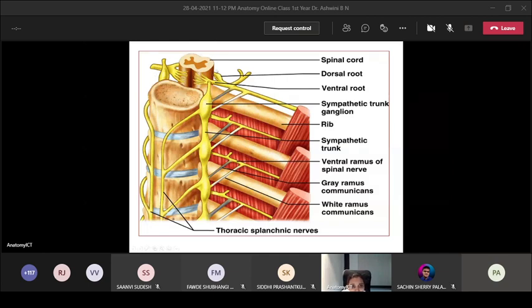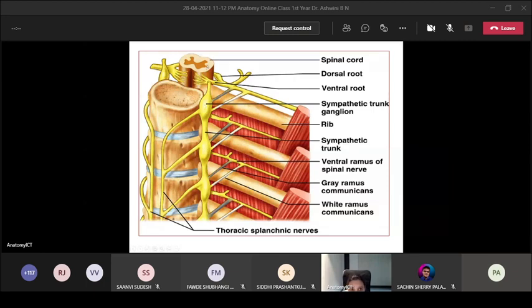So this is the transverse section of the spinal cord. Here we can see the ventral horn, dorsal horn and the lateral horn. This is the lateral horn. This is the ventral root of the spinal nerve. This is the dorsal root of the spinal nerve, where we have a dorsal root ganglion. The ventral and dorsal roots join and form a spinal nerve, which later divides into the ventral ramus and the dorsal ramus. This is the spinal nerve. On each side of the vertebral column, we have a sympathetic chain with the ganglia, the ganglionated sympathetic trunk.